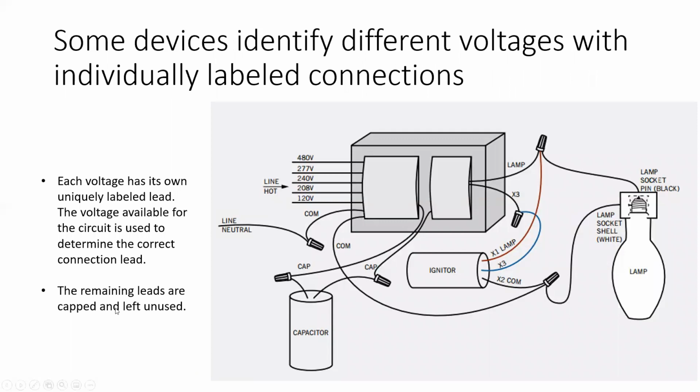Whereas on high intensity discharge, what we get is multiple connections with wire tags on them, and you just choose the voltage that is appropriate for the source you have, and you cap the remaining wires and don't use them.